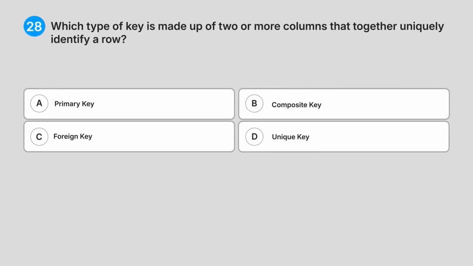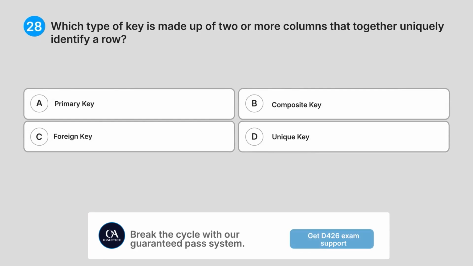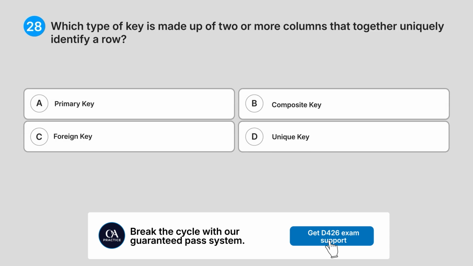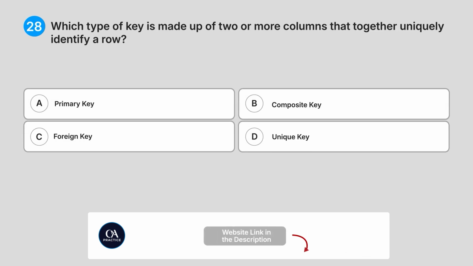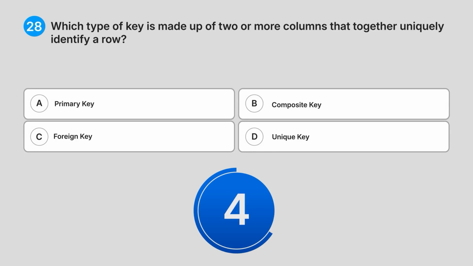28. Which type of key is made up of two or more columns that together uniquely identify a row? A. Primary key, B. Composite key, C. Foreign key, D. Unique key. Can you guess the answer?